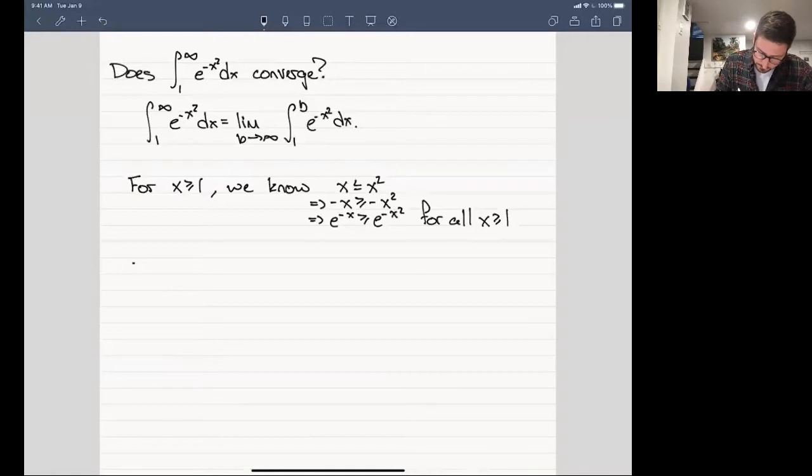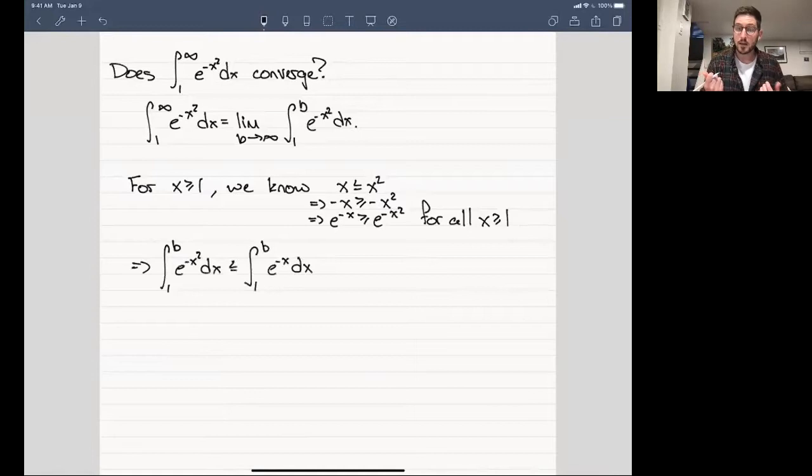So this tells me that the area between 1 and b, where b is larger than 1, for this has to be less than or equal to this. Again, read that as an English sentence. The area underneath the curve e to the minus x squared between 1 and b is smaller than or equal to the area underneath the curve of e to the minus x between 1 and b. But now this is an easy integral. You can compute this fairly easily. You get minus e to the minus b plus e to the minus 1.